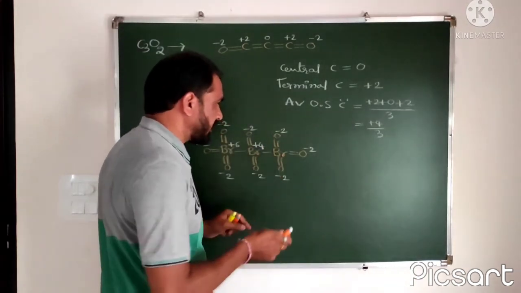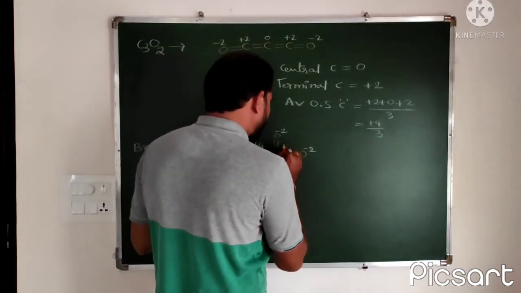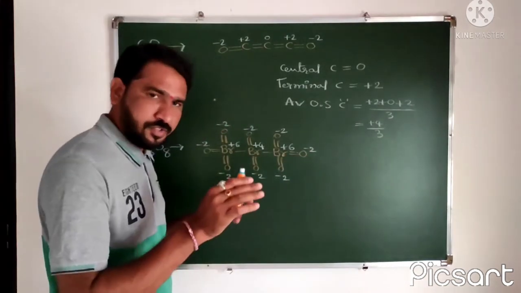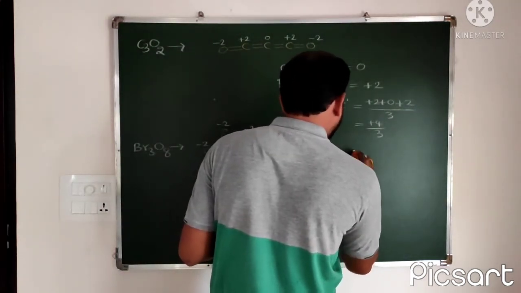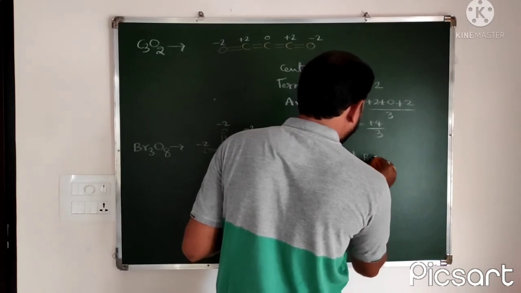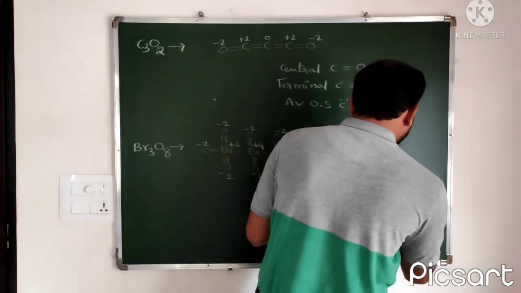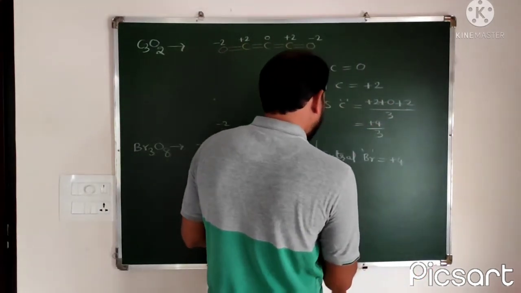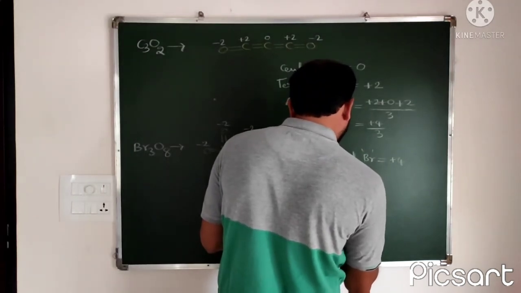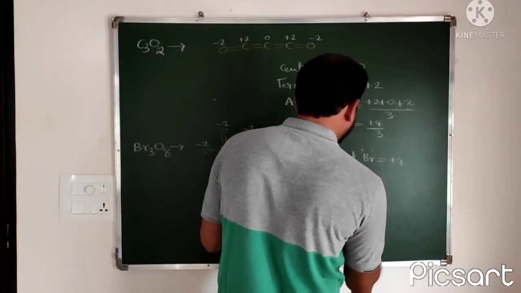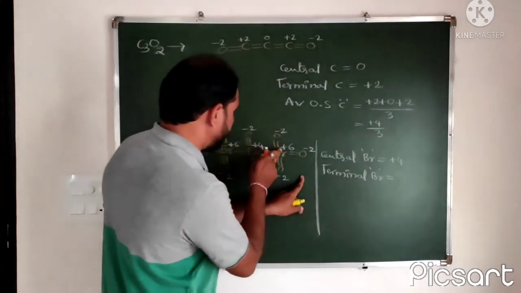It means plus 4. Then what about this Br? The total number of negative charges around the central atom equals its positive charge, so here plus 6. So the central bromine oxidation state is plus 4. Right. Then these two are terminal, and the terminal bromine oxidation state is plus 6.